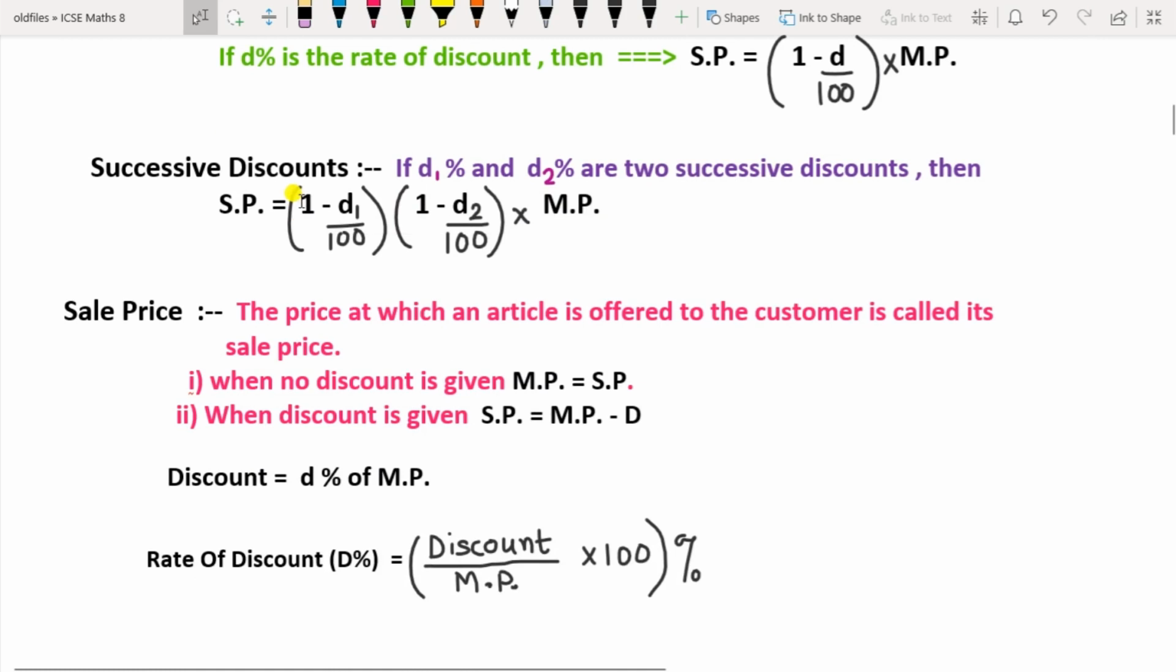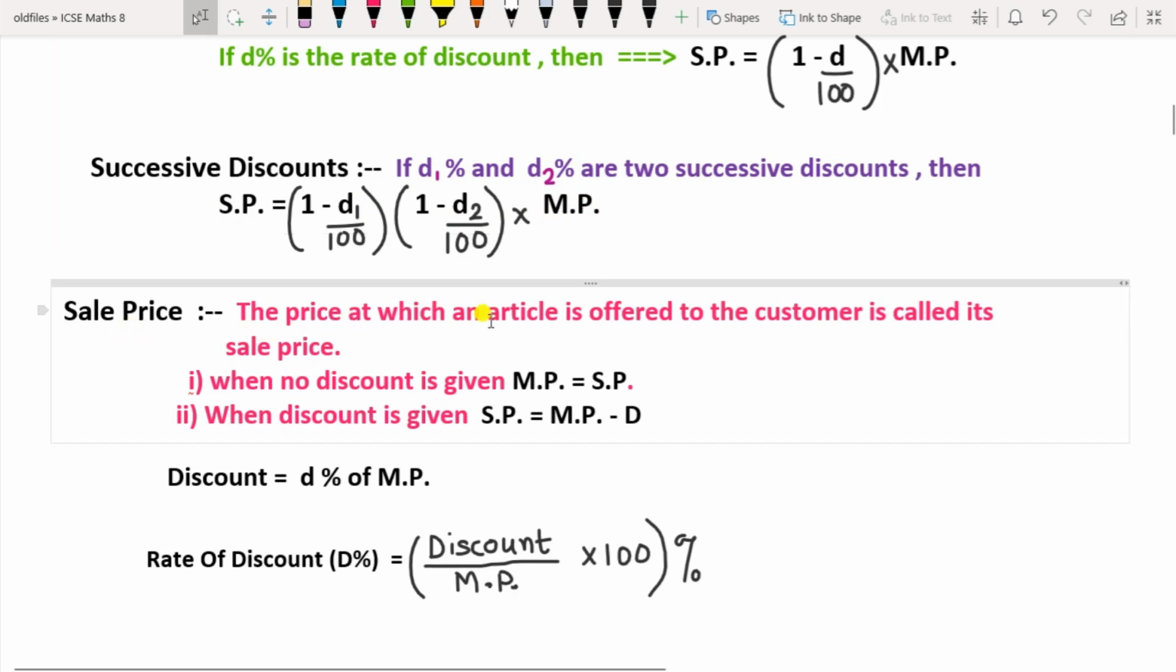Now sometimes there are successive discounts, either 2 discounts or 3 discounts, more than 1 discount in short. So if D1 and D2 are the 2 successive discounts, then the same formula will become, you have to write these brackets, (1 minus D1 upon 100) into (1 minus D2 upon 100). If it is D3, then (1 minus D3 upon 100) multiplied by mark price. So that will be your selling price. That much discount you have to subtract from mark price.